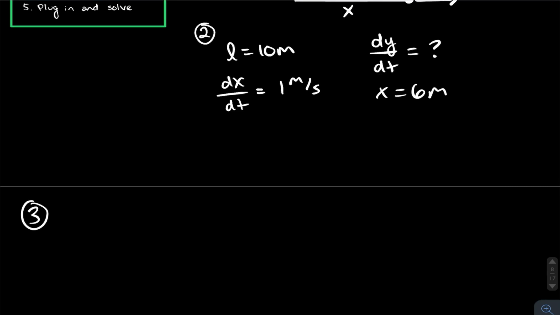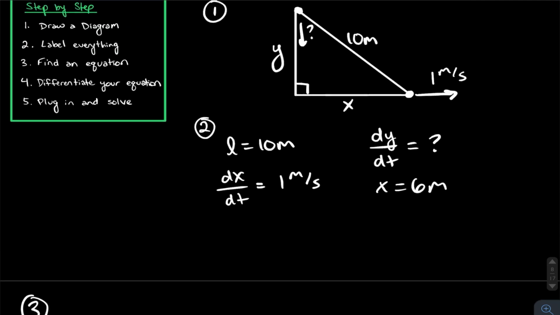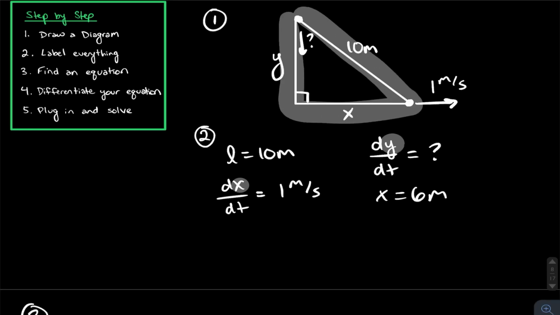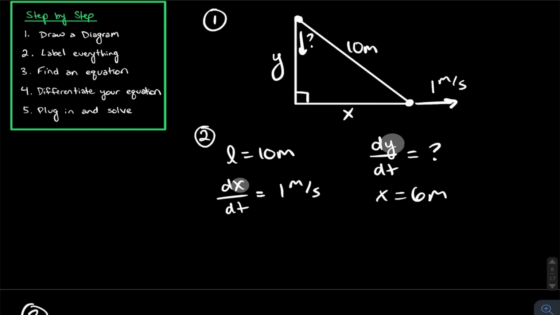So now that we have that down, we need to do step 3. We need to find an equation. Okay, what are the two rates we're trying to relate? We're trying to relate a rate of x changing and a rate of y changing. How do we relate x and y? Well, the Pythagorean theorem, right? That's a great way to relate x and y.